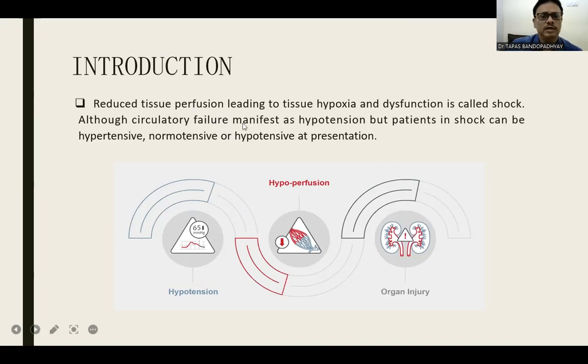Now, I will discuss a bit about what is shock, what is the basic pathophysiology in a nutshell, not going into the detail, and then again we'll come back to different types of shock. What is hypotension? What are the different types of shock, and how can we deal with each type of shock? And by classifying different types of shock, how can we prognosticate?